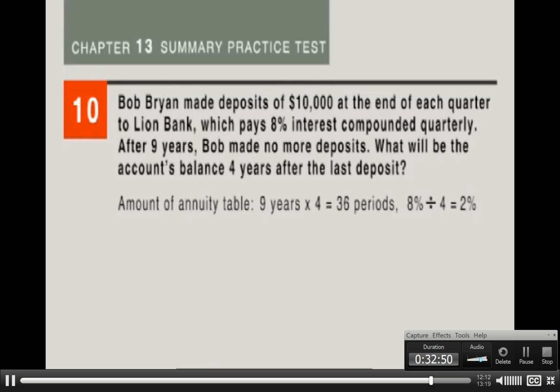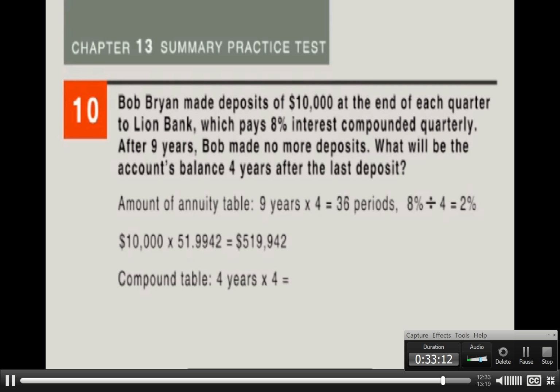51.9942. And he's not putting $1 in, he's putting in what, 10,000? So 10,000 times 51.9942 equals 519,942. But remember, after this period of time he gives up and doesn't put any more money in, so you have to go to the compound table in chapter 12. We're talking 4 years times quarterly, 16 periods at 2%. So here the compound table says his money will grow with a table factor of 1.3728.